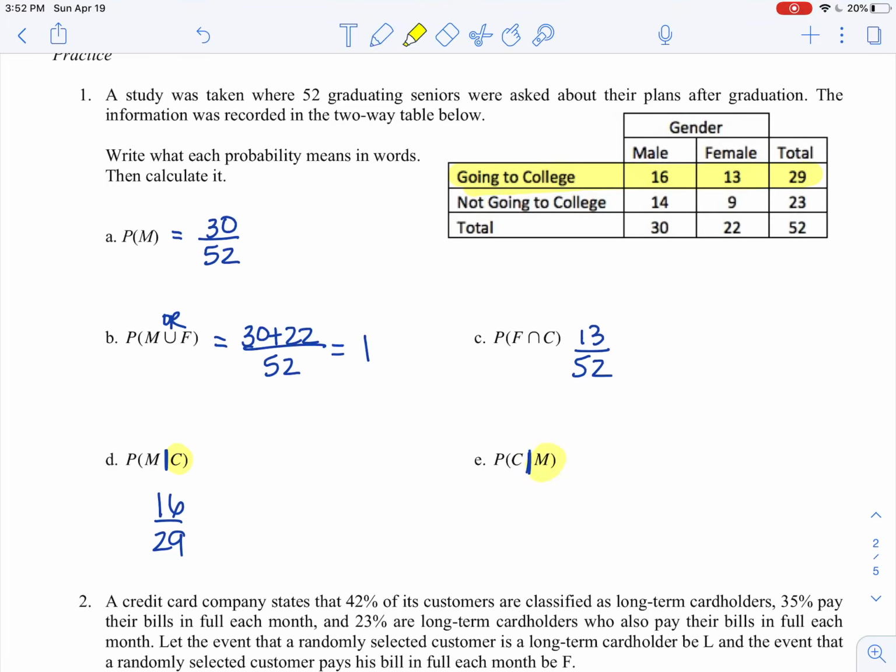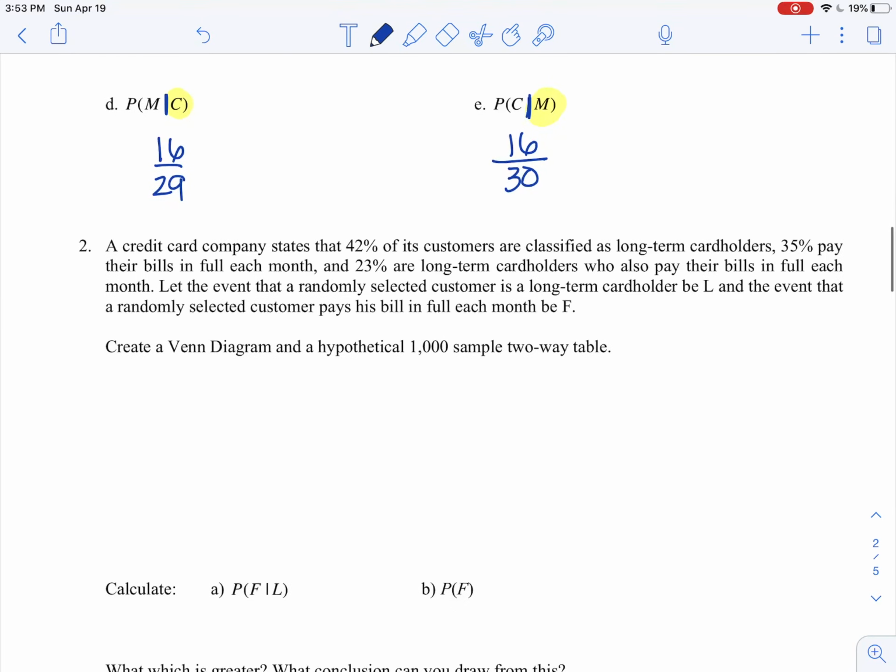You'll notice that it changes if I change my given. So look at E. In E, the difference is that I'm given male students, not given students going to college. So now I'm going to focus on this specific column. The total in that column is 30. How many of these 30 students are going to college? 16, and you can see they come out to be totally different calculations. So again, focus on what comes after the word given. Focus on that particular row or column, get the total in that row or column, that's the denominator in your probability, and then whatever thing they're asking you to satisfy would go in the top.